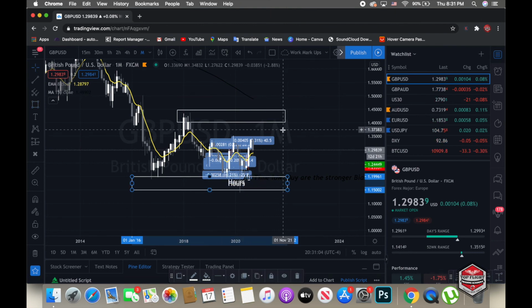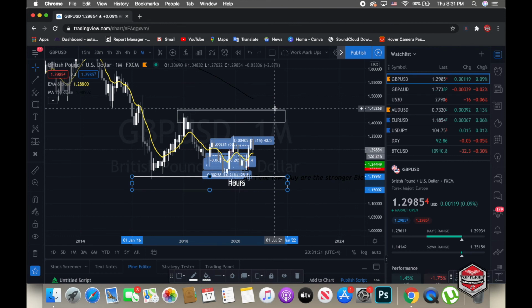So you guys can see, you want to keep it very neat, be very meticulous when you're drawing these rectangles on the charts, because they can help you keep track of what's going on in the market and kind of give you an overall view of what's going on.